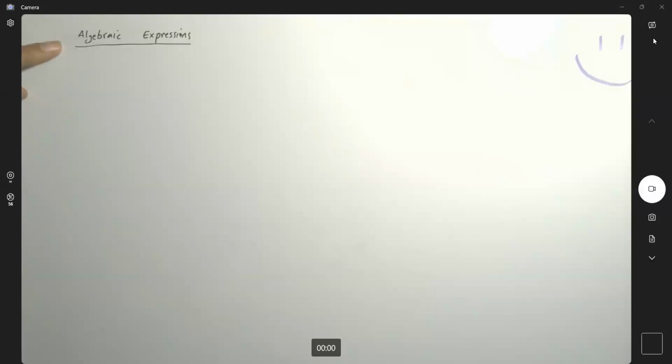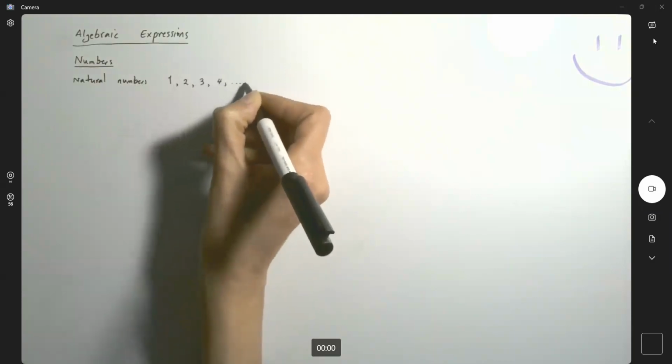We're going to talk about algebraic expressions. Before talking about algebraic expressions, let us start talking about numbers. Well, everything starts with numbers, all right? We have natural numbers. Natural numbers: starting at 1, then go to 2, then go to 3, go to 4, and so on.